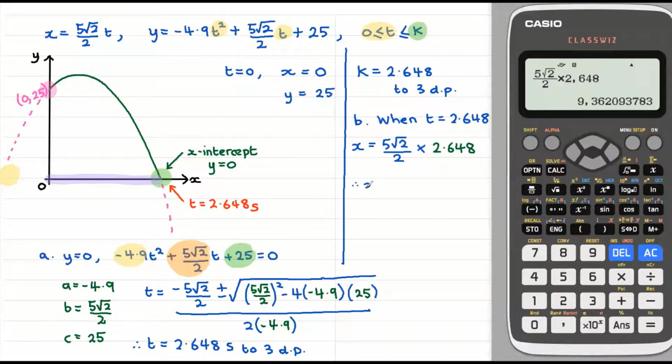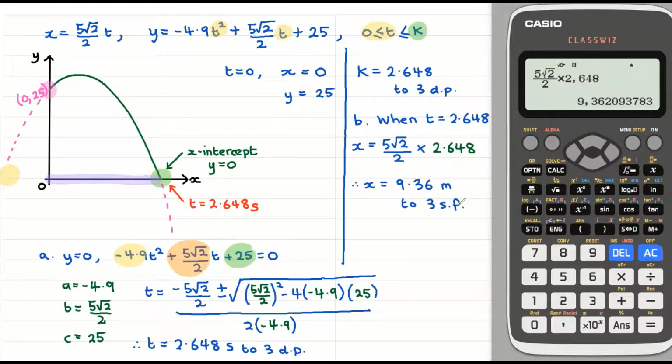So therefore, we'll do that to 3 significant figures. It doesn't specify the accuracy. I mean, in an exam situation, you would use 3 significant figures. I just kept it at 3 decimal places just to make sure the accuracy is there.